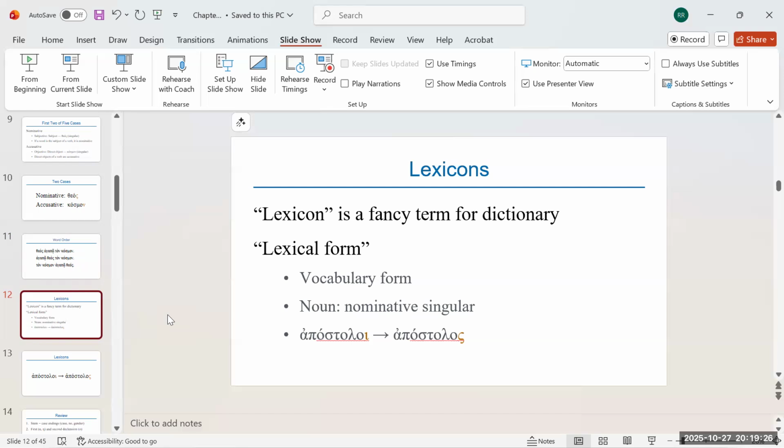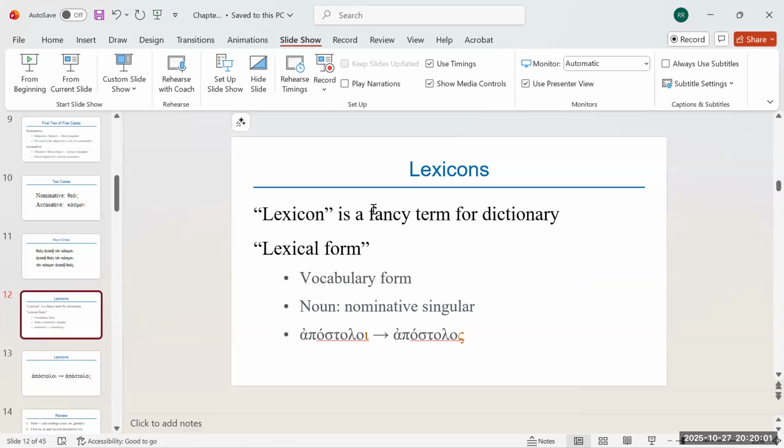The reason you want to know the lexical form is that there are going to be some words that you have to parse. I may put the word apostoloi on the test or the quiz, and I might say, parse these Greek terms. And you're going to say apostoloi is masculine nominative plural, apostles, from apostolos.